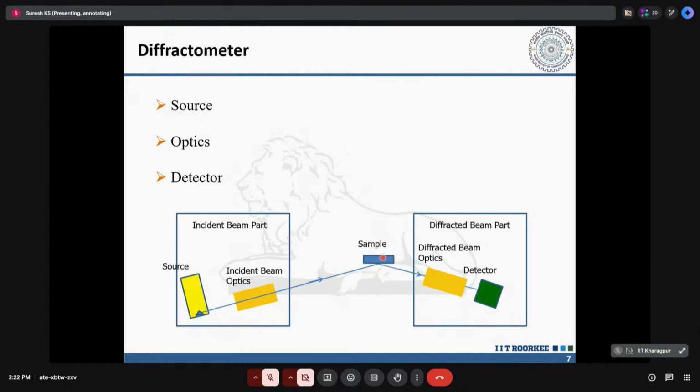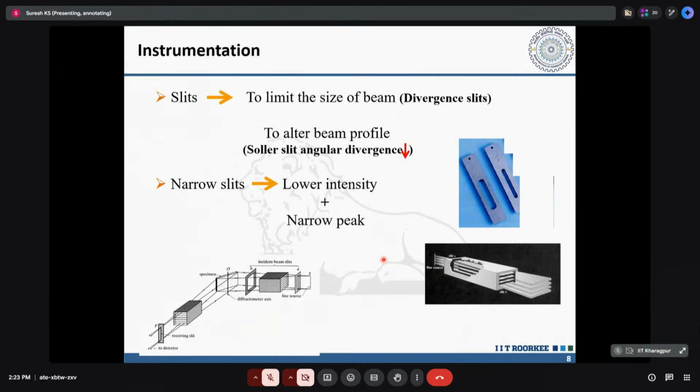So there may not be a problem to expose it to a larger number of grains. However, if you talk about cast metals or alloys, or these days additive manufacturing, which is a more popular technique, the materials developed through such techniques will have a much coarser grain size. So to cover a much larger number of grains becomes an important and crucial aspect. So the size of the beam that is falling on the sample is quite important.